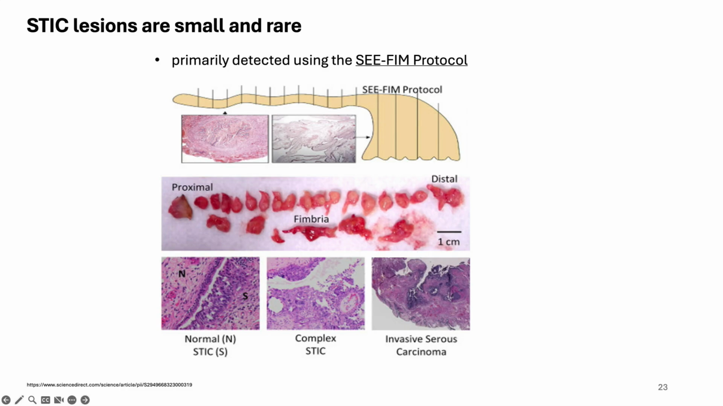Pathologists cut the fallopian tube into tiny pieces. Then they examine hundreds of slides on the microscope to look for tiny STIC lesions by eye. This process is very laborious and time-consuming because STIC lesions can be extremely small, sometimes less than 1 to 2 millimeters. So some early lesions may still be missed during routine screening.